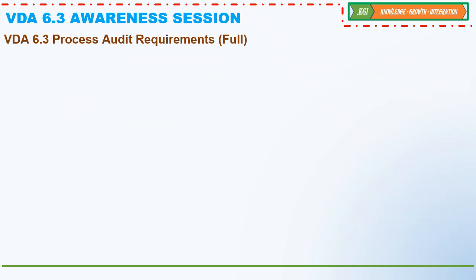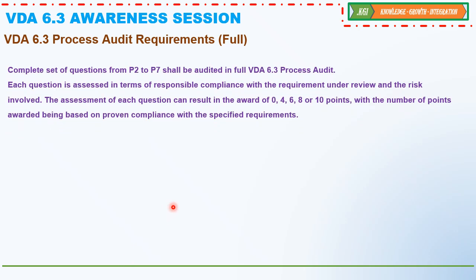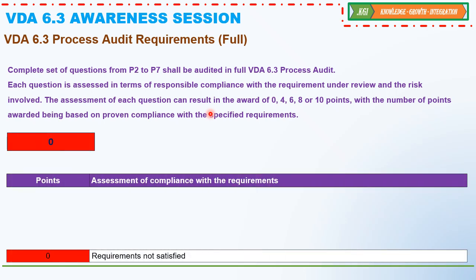In this slide, we are going to discuss scoring criteria. VDA 6.3 uses a structured scoring system to ensure consistency across audits. Each question is rated on a score of 0, 4, 6, 8, and 10 points, where 0 points means requirements are not met at all.